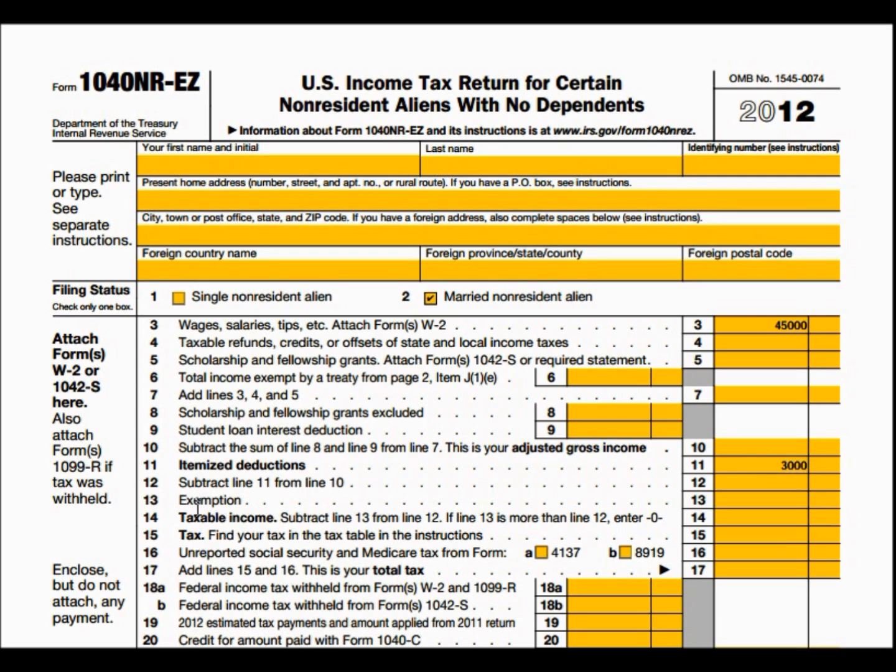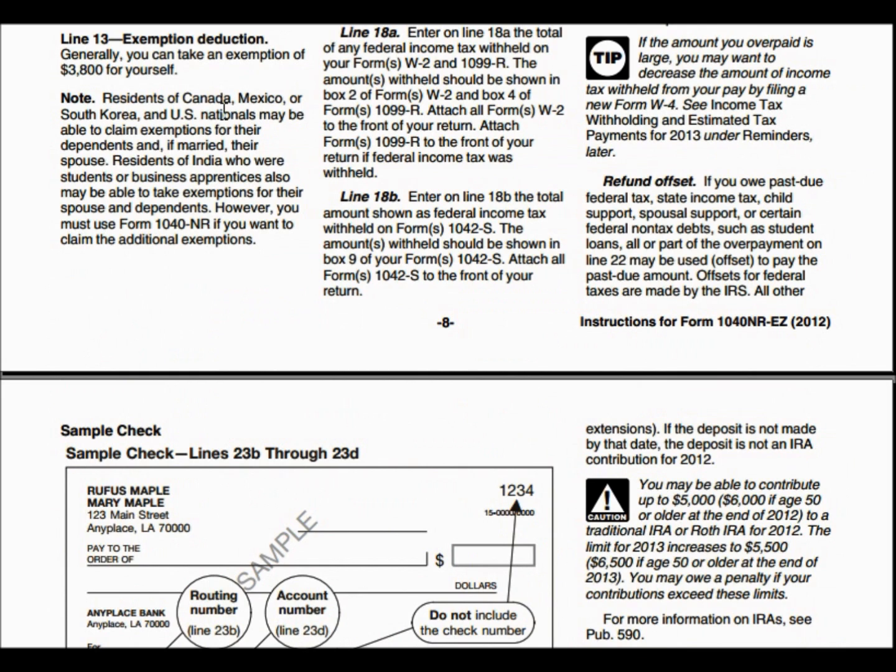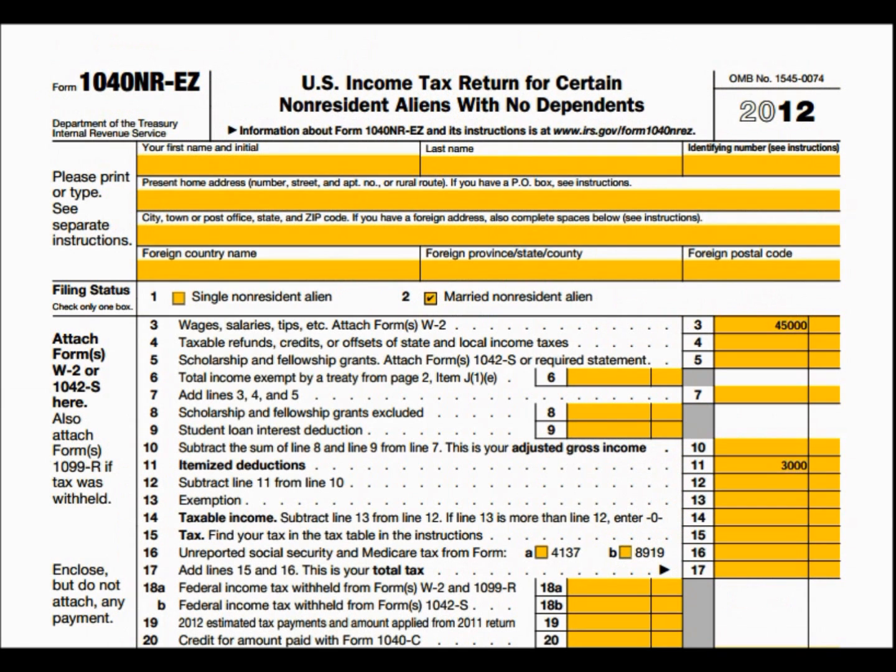The other aspect is item 13, that is the exemption. From the instruction form, you will be able to find out the exemption that you are actually eligible for. For the year 2012, it is 3800. It keeps changing every year to accommodate for inflation. So we will fill in this information. Items 4, 5, 6: if this information is applicable to you, you may fill it in. For this illustration, we will take them as 0.